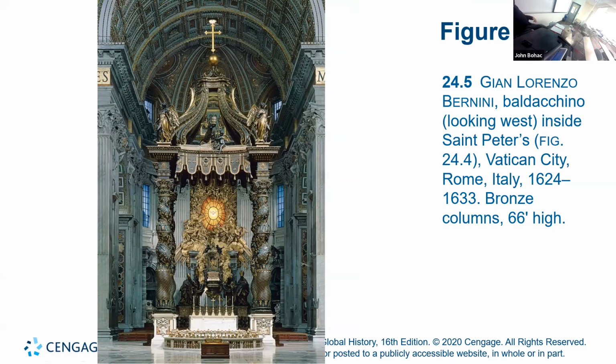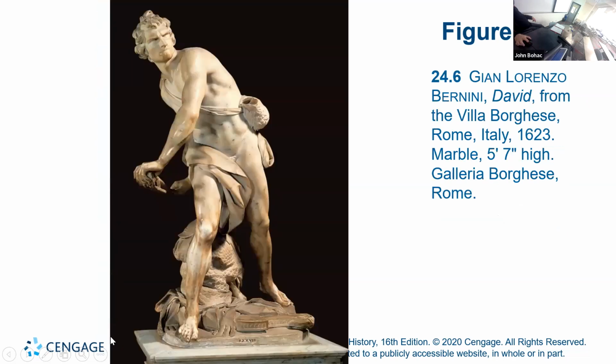But look what they're doing. I mean, the columns actually twist. And it's adorned with sculpture all over the place. And stained glass, light. And you see the scale of it because here's the railing for the communion, and back here is the altar. David.